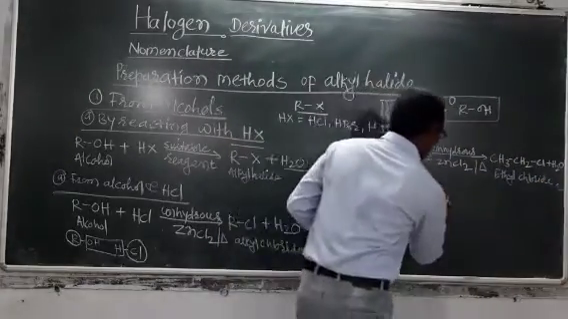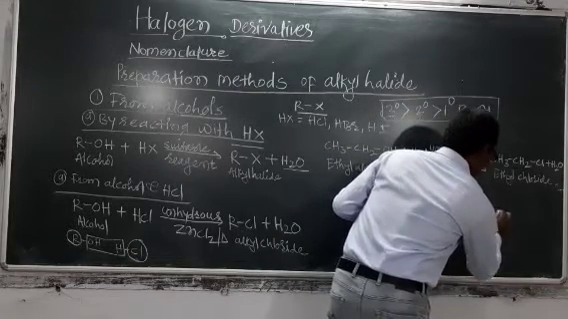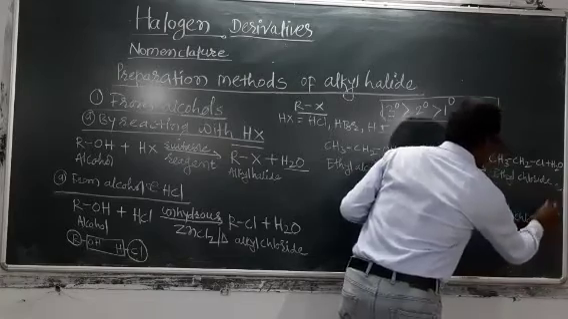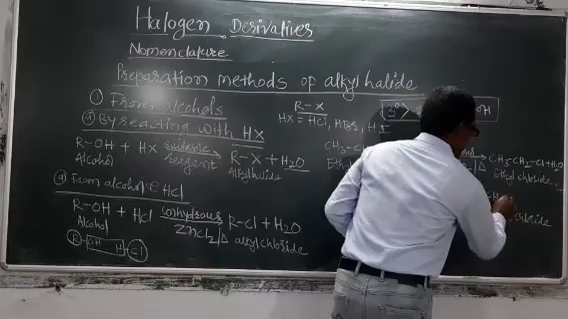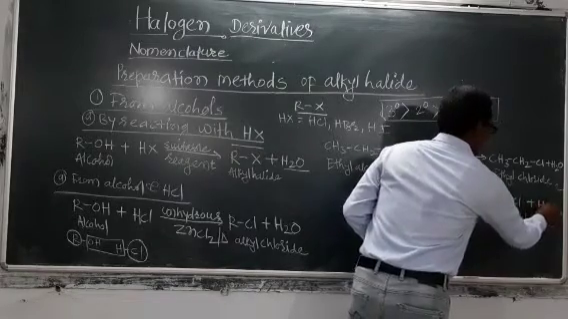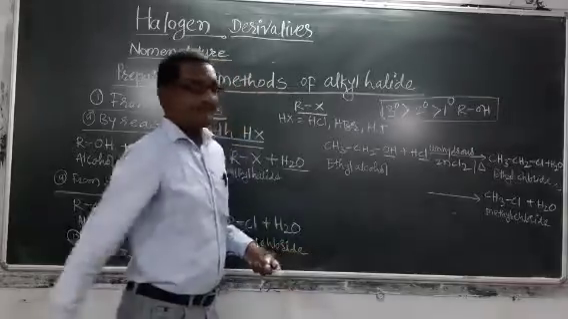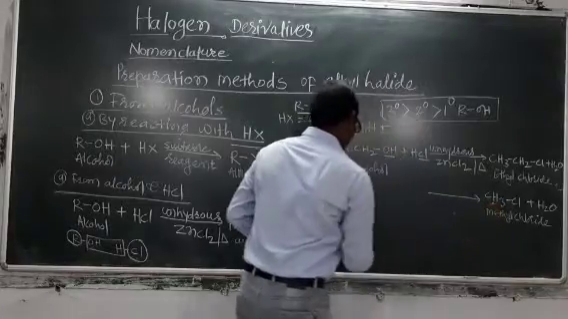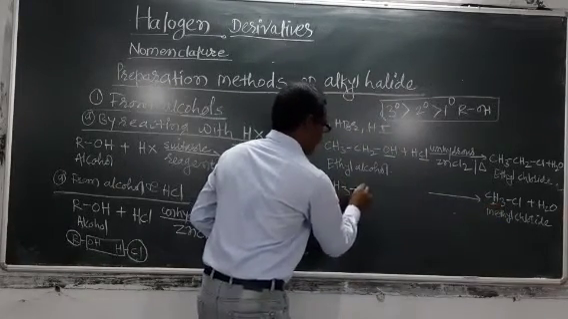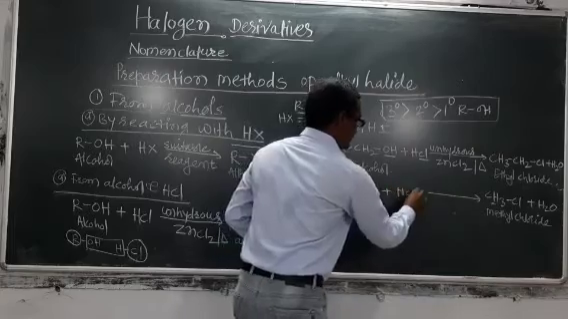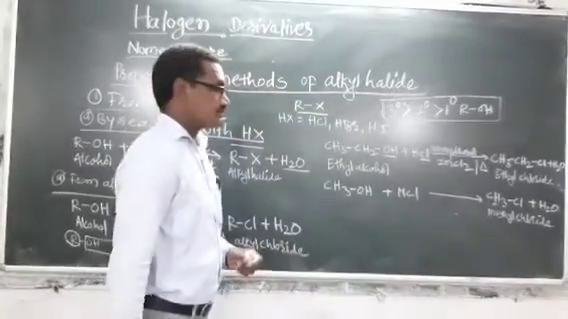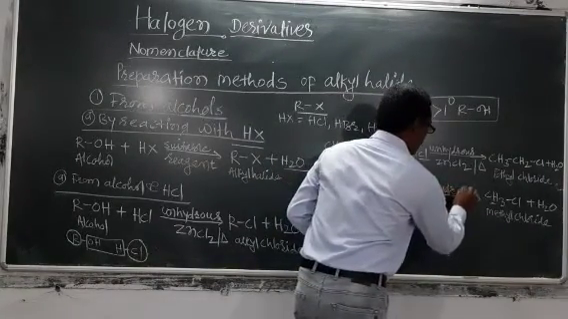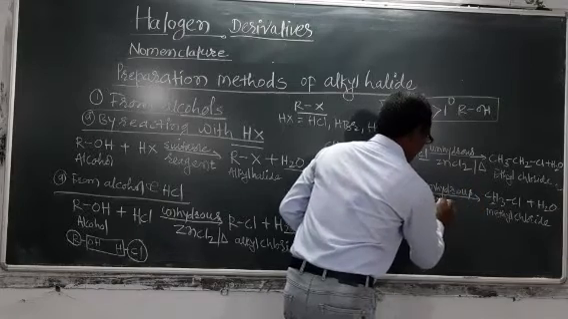Suppose we have to prepare methyl chloride, CH3Cl plus H2O. What will be the reactant? Which alcohol do we have to choose here? We have to choose one carbon atom, so here we choose CH3OH plus HCl. On the arrow, write anhydrous ZnCl2.